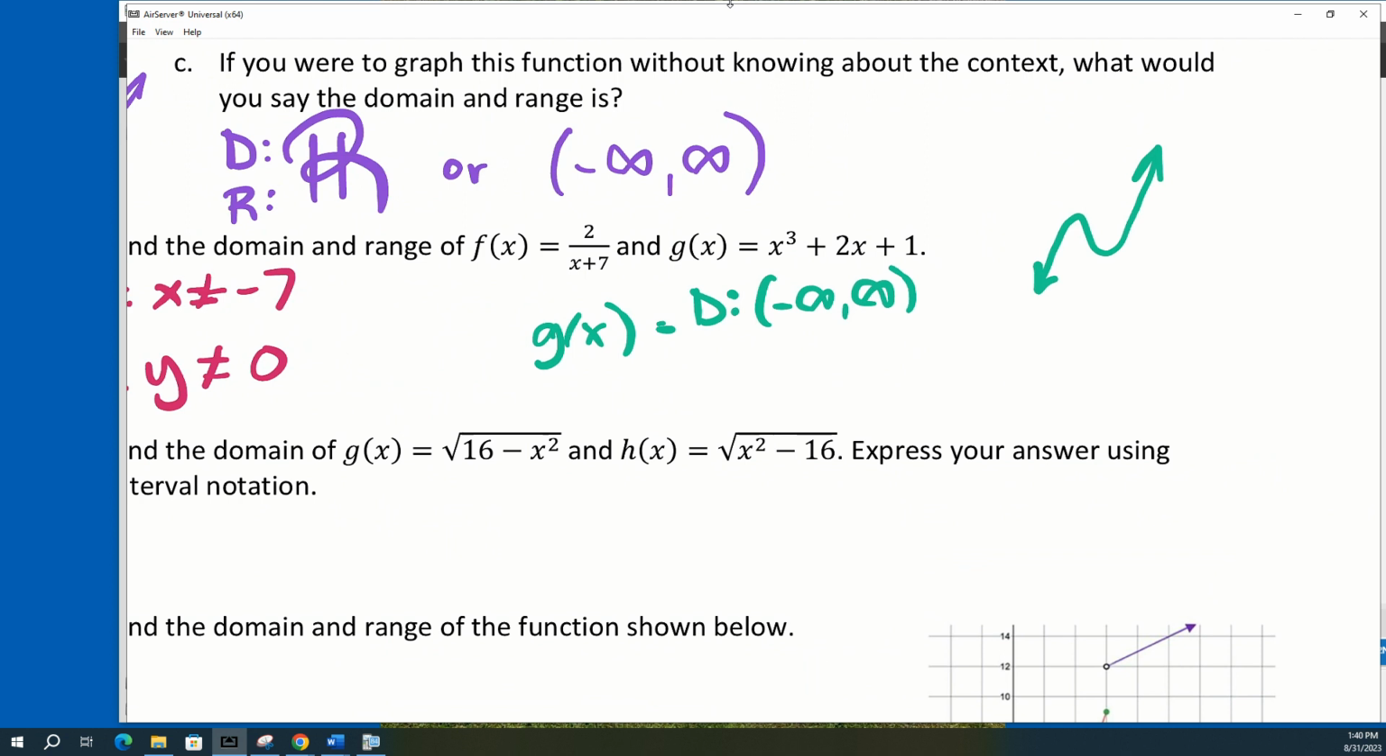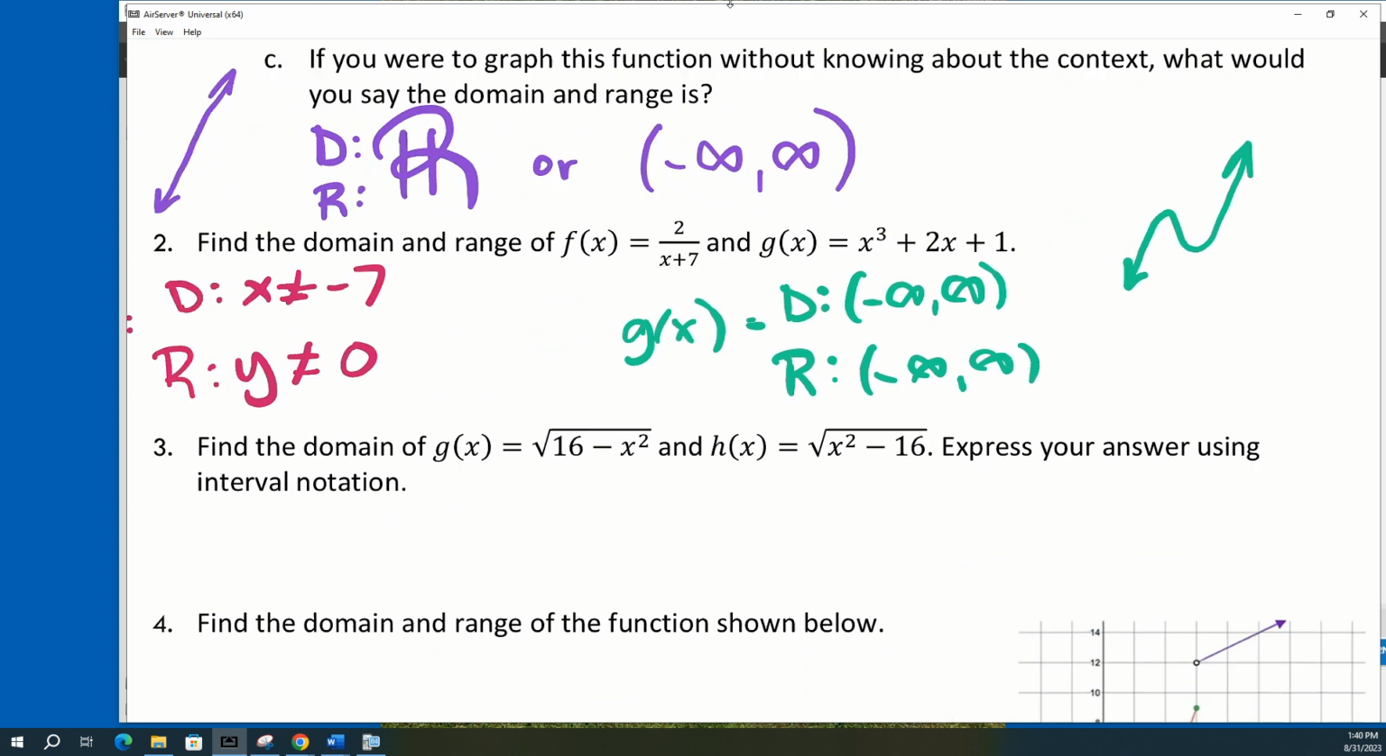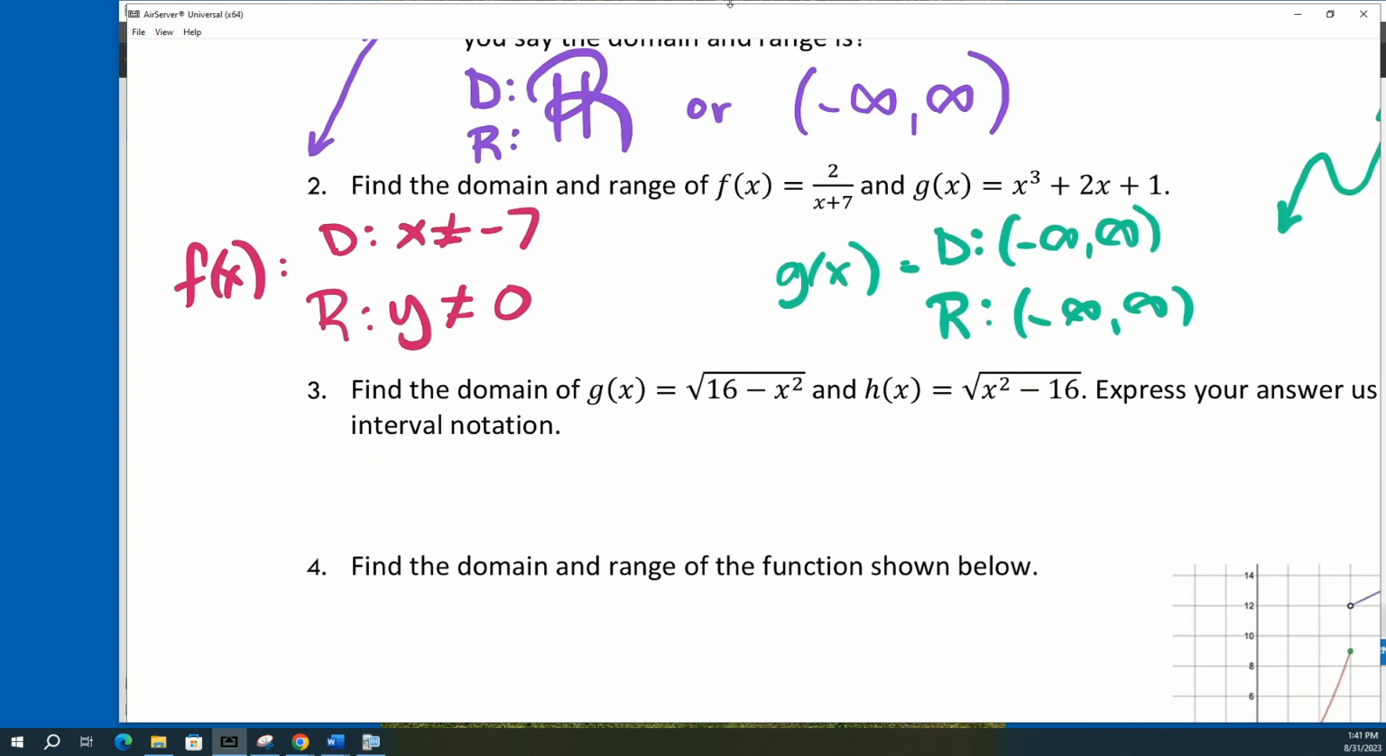All right. If you have an arrow going down and you have an arrow going up, what do you think that means for the range? All real numbers. So a lot of functions don't have any restrictions. You're just looking for that denominator or the root. All right, so on number 3, it's just asking for the domain.